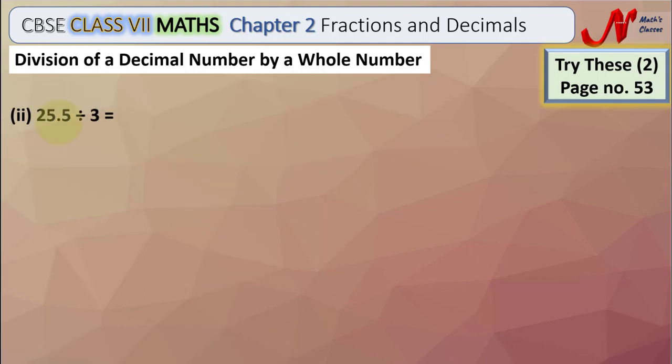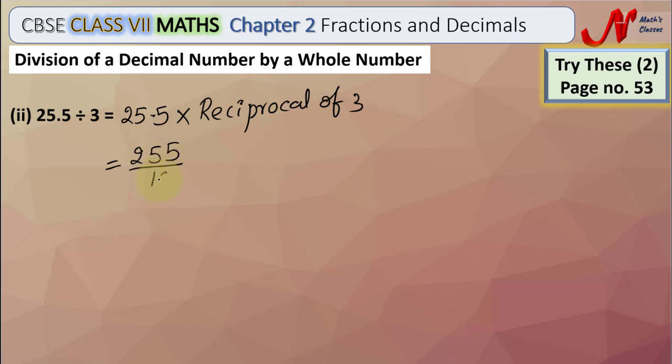Now we find the value of 25.5 divided by 3. Here 3 is the whole number. So first we write 25.5 into the reciprocal of 3. 25.5 can be written as 255 divided by 10, into the reciprocal of 3, which means 1 by 3.